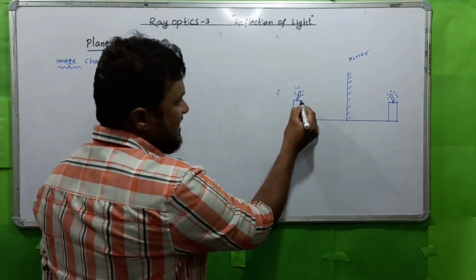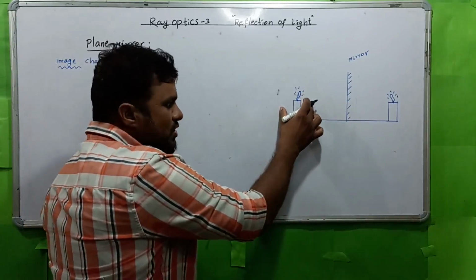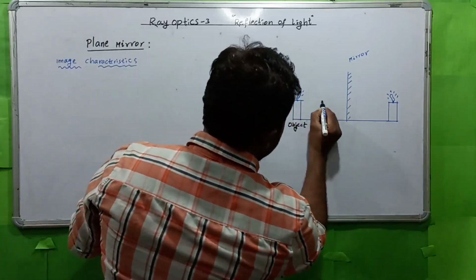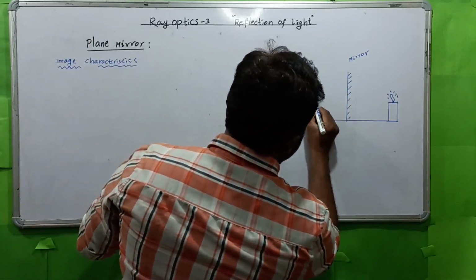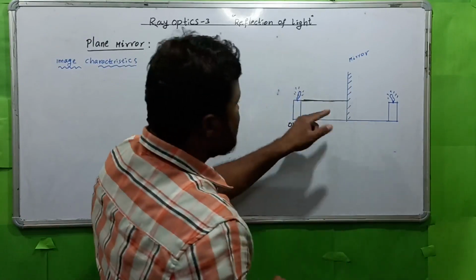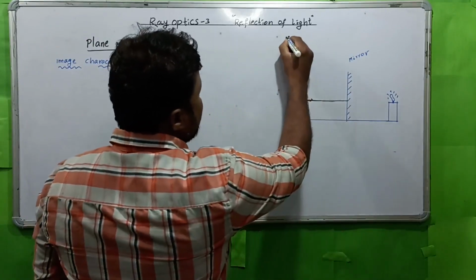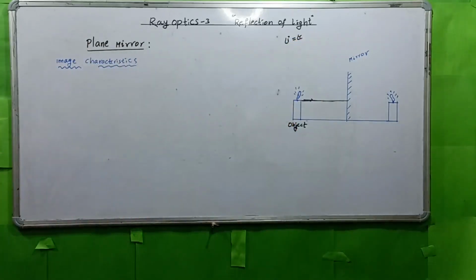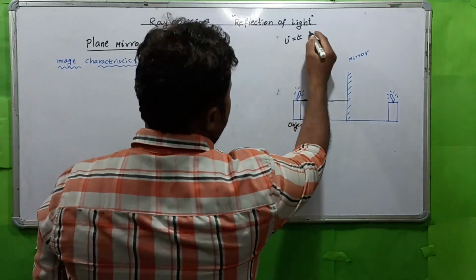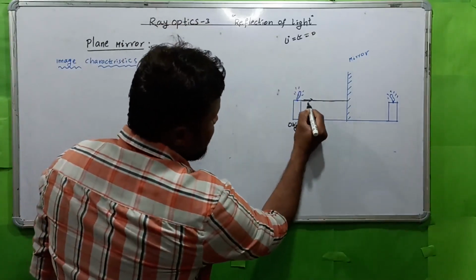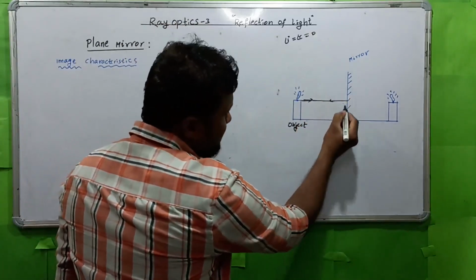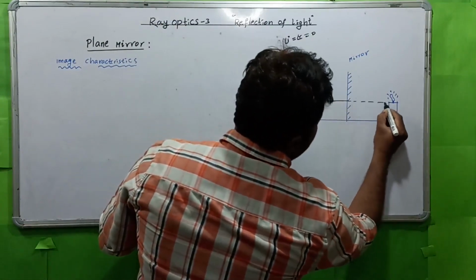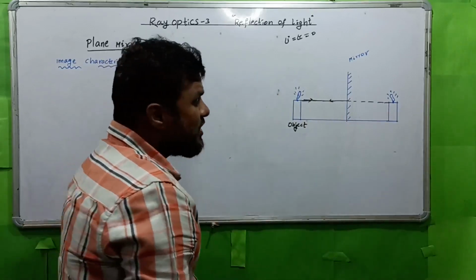If I select this edge, I can locate this object's image inside the mirror. If any ray is incident normally, the angle of incidence over here is 0. We already discussed angle i is equal to angle r. Angle of incidence and reflection remain the same. i is equal to r, 0. Ray incident normally, and reflection takes place. I can extend the reflected ray backward. Minimum two rays are required to locate the image.